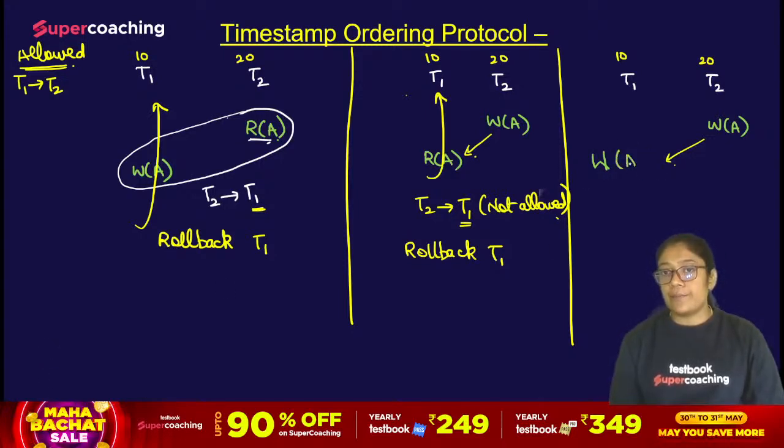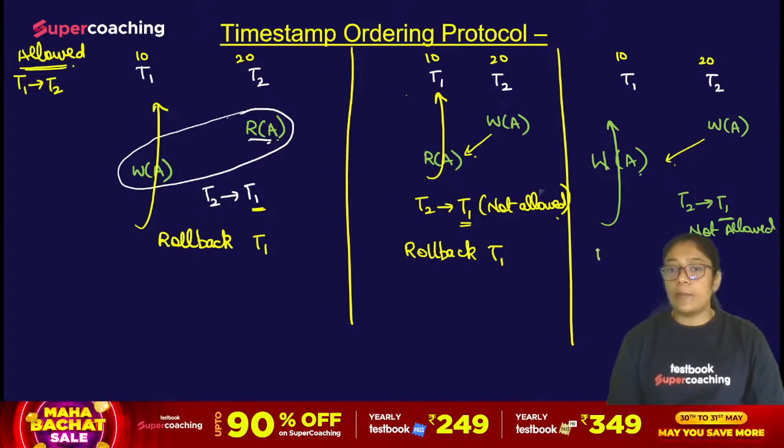So here we are getting the sequence as T2 to T1. Obviously, this is not allowed to execute. So this means that the problem is created by T1, so roll back this transaction. Roll back T1.